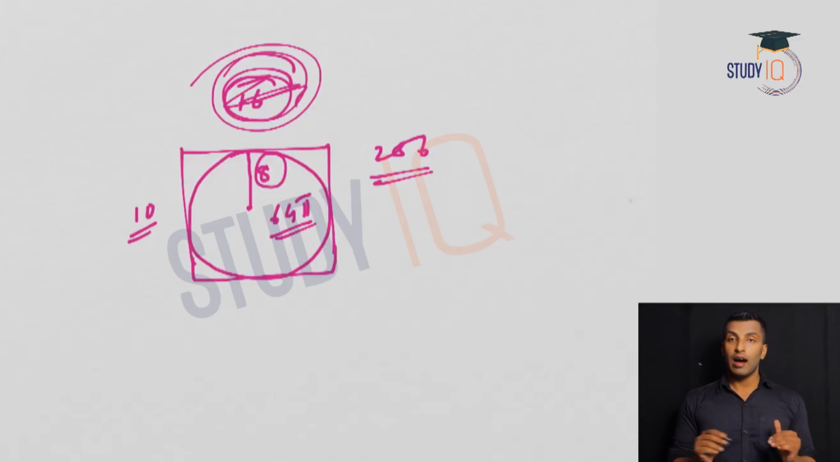Now it hardly matters what you get in the question; you just need to know the outer area. If this is 10, the outer area is 10, so the total is 100. So what is the area that the cow can graze? 100 by 4, that is 25 pi.